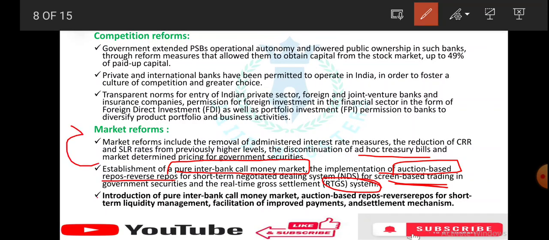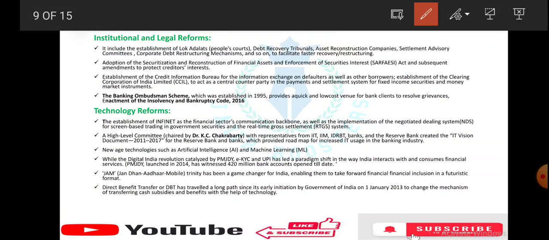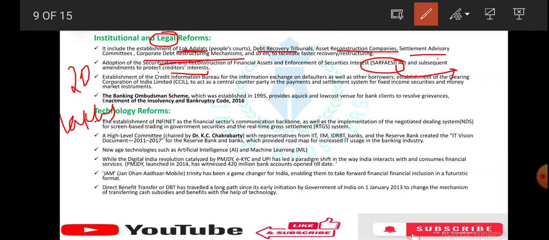Introduction of the pure interbank market, we have earlier discussed, is for short term liquidity management, with improved payments and settlement mechanisms. Next, institutional and legal frameworks. Here we have Lok Adalat, DRTs, ARCs, settlement advisory committees, corporate debt restructuring mechanisms, and so on, developed to facilitate faster recovery. Adoption of the SARFAESI Act and subsequent amendments protects creditors' interest. We will discuss the limits later. Lok Adalat is up to 20 lakh. Under the SARFAESI Act, the recovery amount should be above 1 lakh.